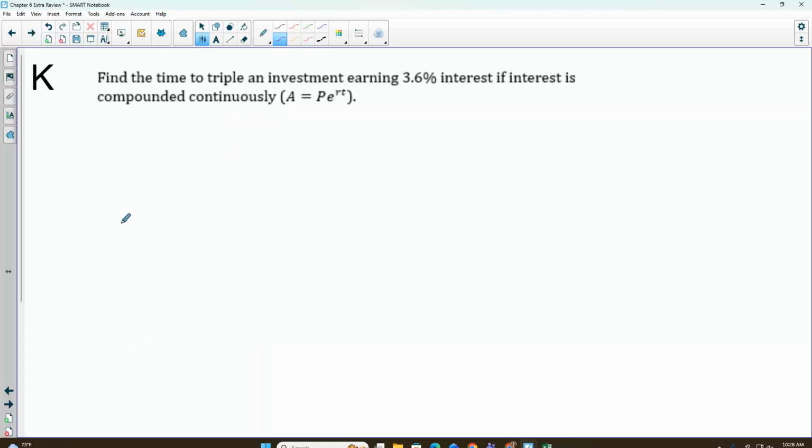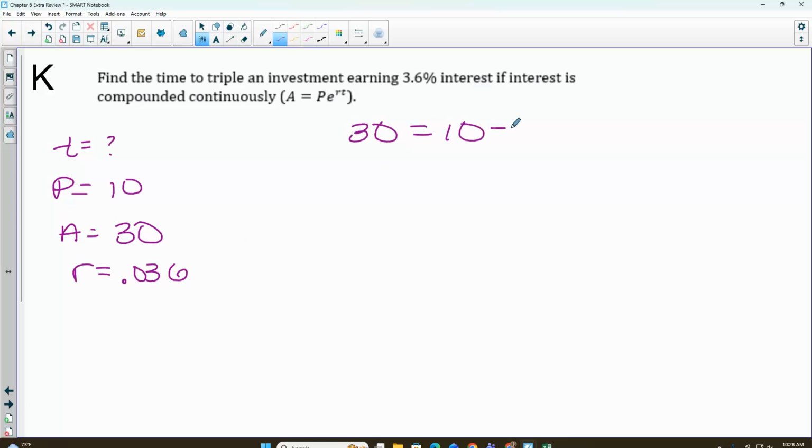Okay. On K, find the time. So I'm looking for T. I want to triple an investment. So I didn't tell you how much I started or ended with. Give me a starting amount. Then how much would you end with? 30. Okay, what's my rate? Okay. So 30 equals 10 e to the 0.036 t.